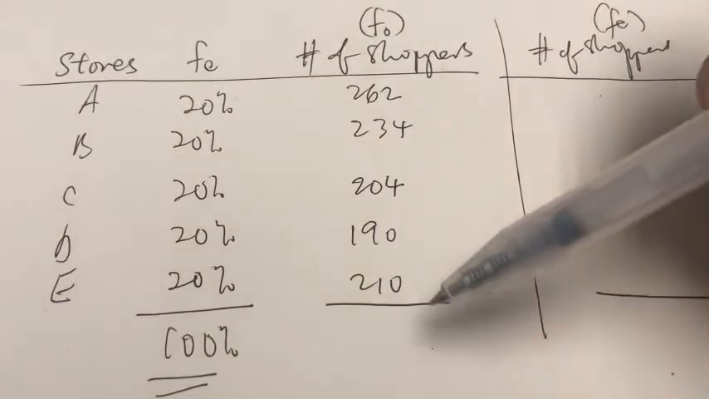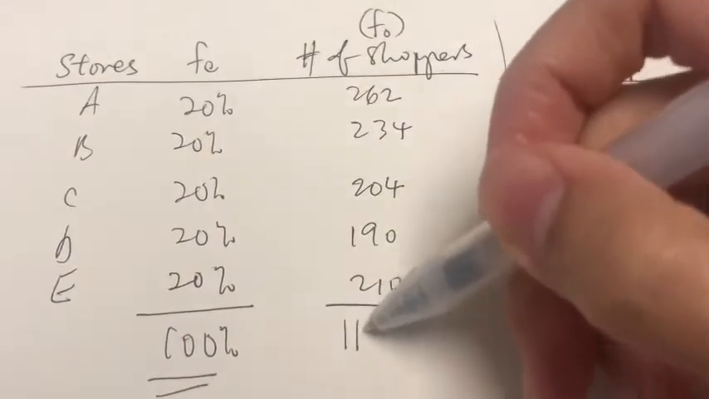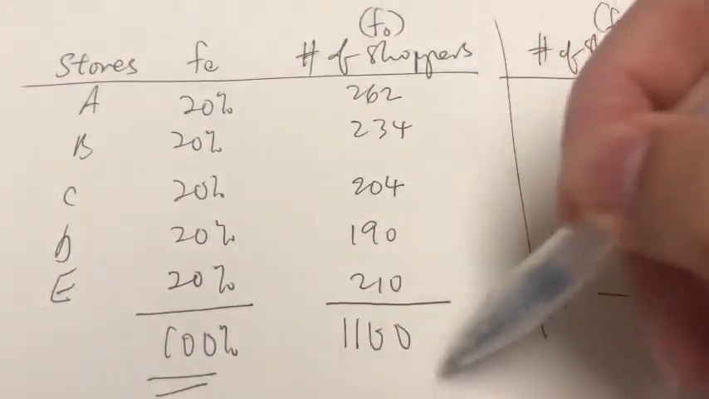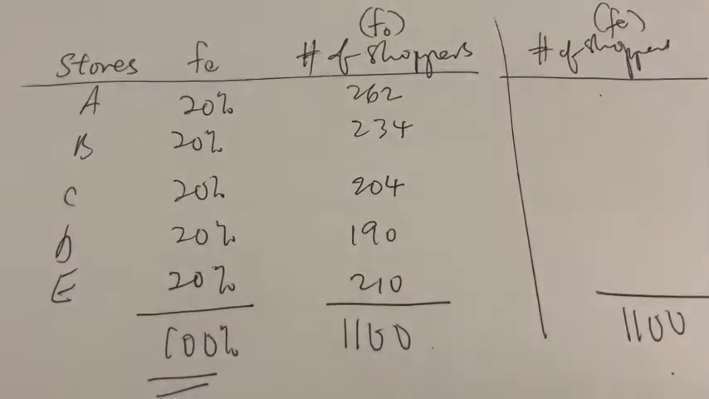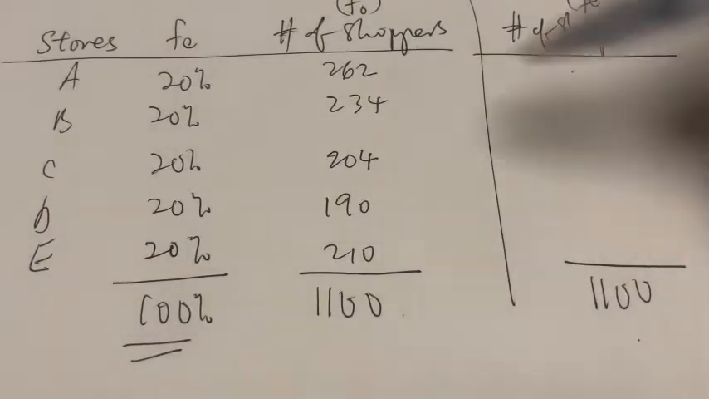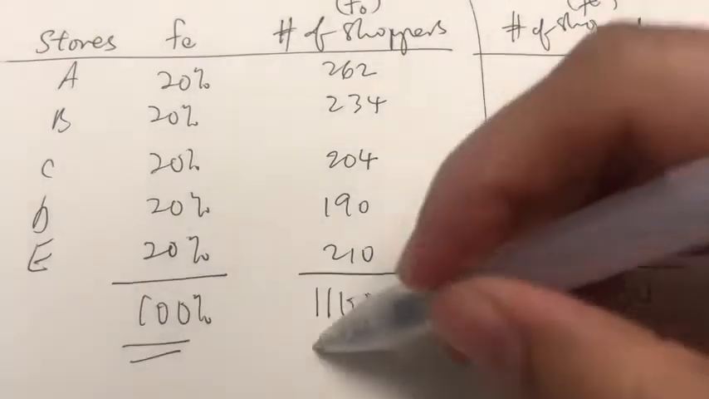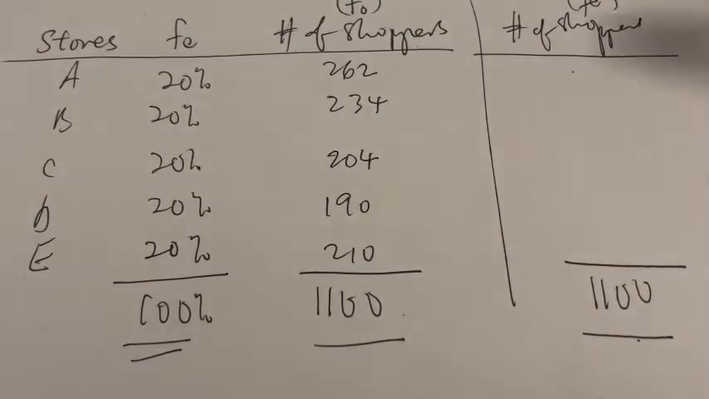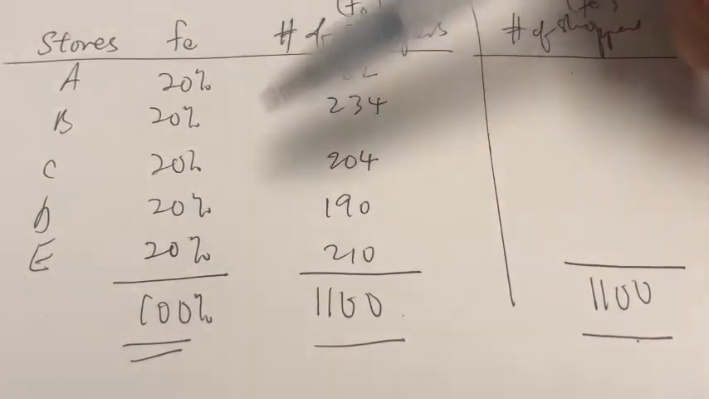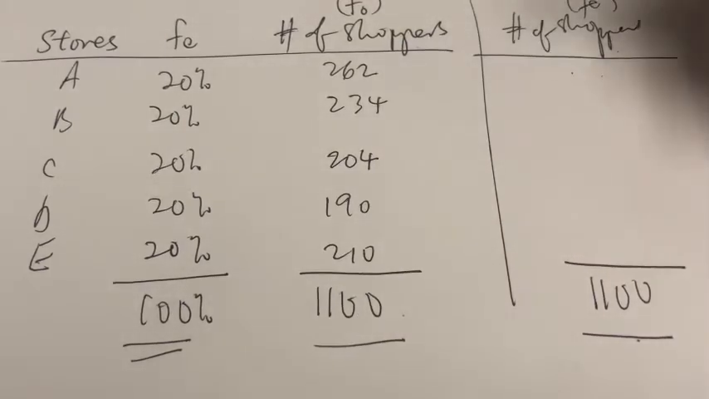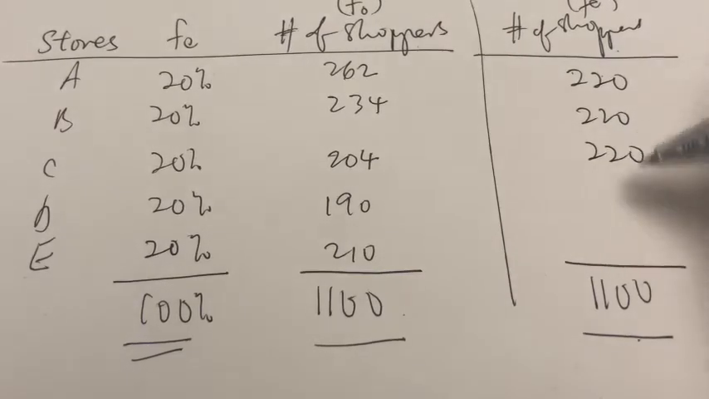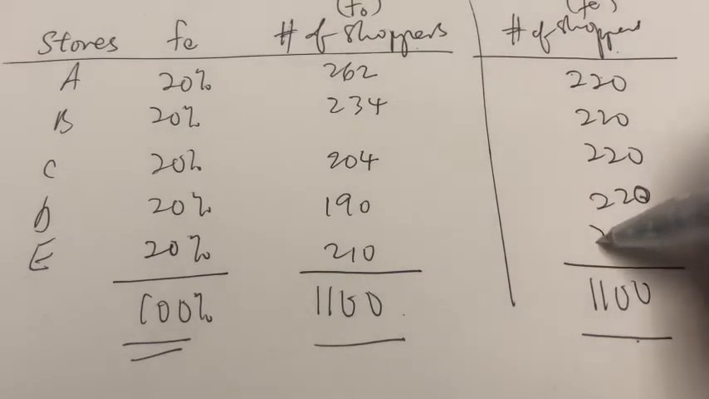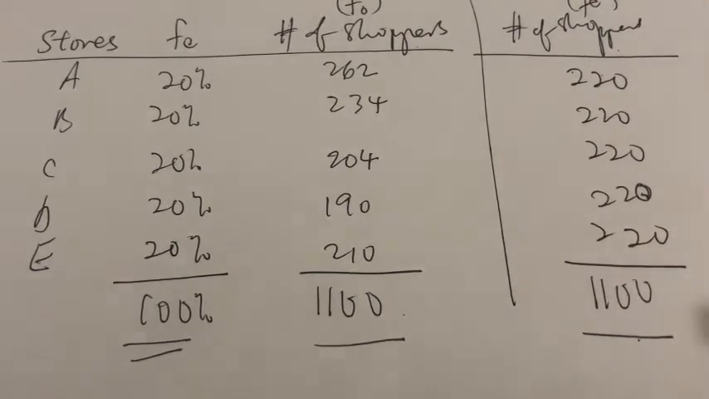Now it's been given to us, right? The total number of random shoppers selected was 1,100. So the total number of observed shoppers would be exactly equal to the total number of expected shoppers. The individual values may be different, but the total will be the same. So how can we calculate the expected number of shoppers for each of the stores? Very simple. We just take 20% multiplied by 1,100, which is 220. So 220 for store A, 220 for store B, 220 for store C, and the rest. If you add all of this up, you'll get 1,100.